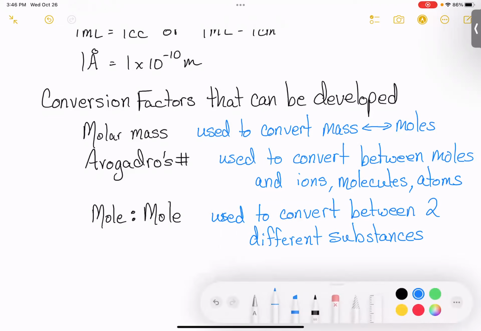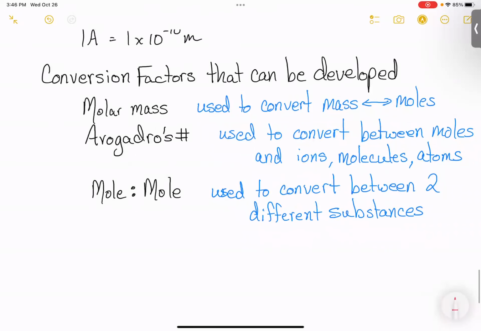Now, one of those mole-to-mole ratios, we're going to talk about the first one now. There's actually two. We're only going to talk about one now. And one of those mole-to-mole ratios is found within a chemical formula.